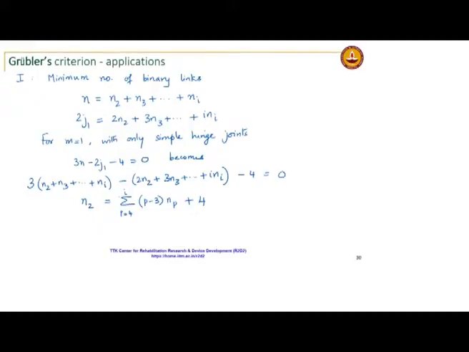A couple of things I see from here. What does this tell me about the minimum number of binary links I need to create a single degree of freedom mechanism? The minimum number of binary links needed equals 4, which is why your 4 bar is the simplest mechanism with mobility equal to 1. That is the first observation.